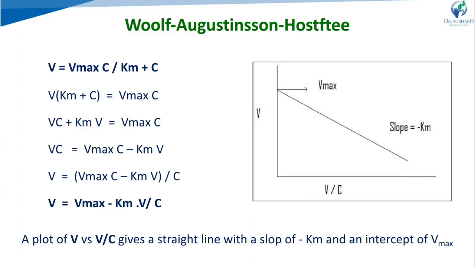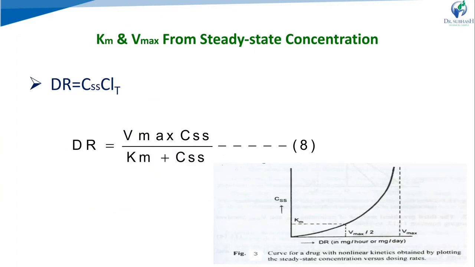We have to divide it by C on both sides. So V is equal to Vmax into C minus Km into V upon C. So we divide by the concentration value on the opposite side. Then we remove the common terms. So lastly, the equation is V is equal to Vmax minus Km into V upon C. Now we have to plot V versus V upon C, and then find the slope, minus Km, and the intercept, which is Vmax. So from these methods we find the Km and Vmax, and Km and Vmax for the steady state concentrations also.